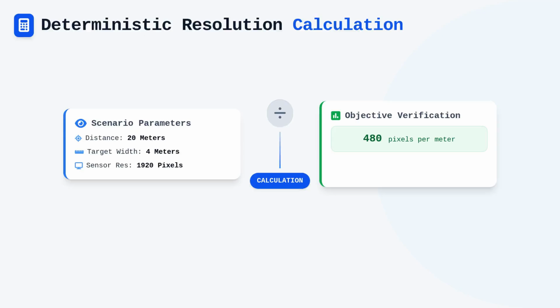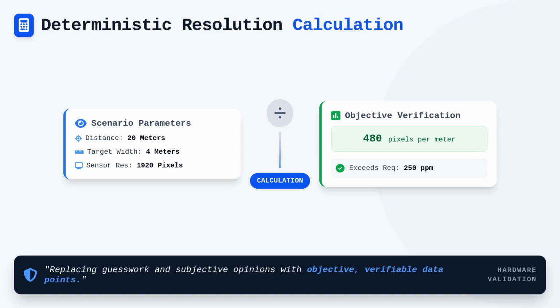This mathematical exercise allows us to verify if our chosen hardware can actually meet the objective before we ever mount it to a wall. If the requirement for license plate recognition dictates a minimum of 250 pixels per meter, our calculated 480 pixels per meter provides a sufficient margin. This approach effectively removes the guesswork and subjective opinions that often plague system design, replacing them with objective, verifiable data points.